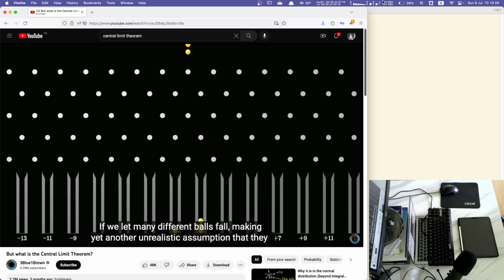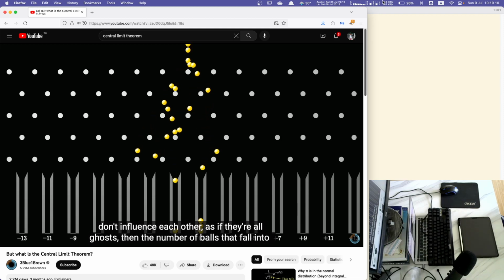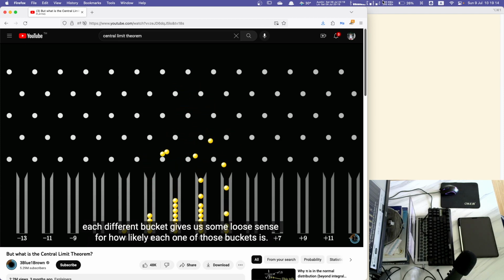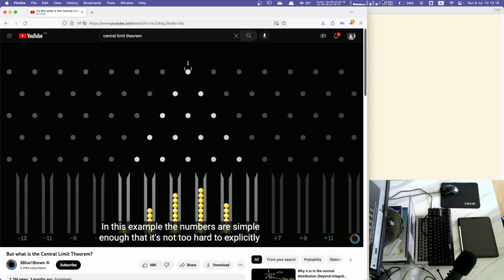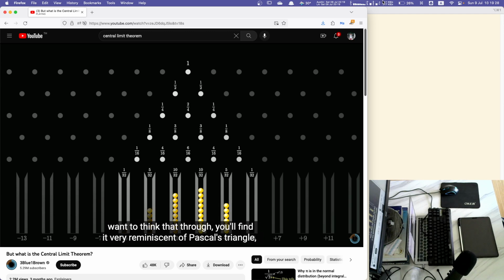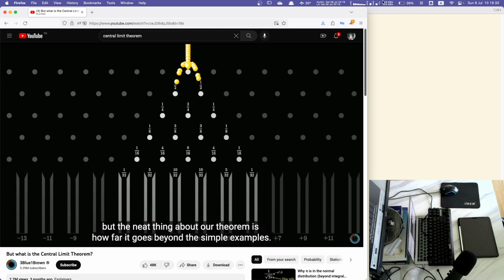If we let many different balls fall, making yet another unrealistic assumption that they don't influence each other, as if they're all ghosts, then the number of balls that fall into each different bucket gives us some loose sense for how likely each one of those buckets is. In this example, the numbers are simple enough that it's not too hard to explicitly calculate what the probability is for falling into each bucket. If you do want to think that through, you'll find it very reminiscent of Pascal's triangle. But the neat thing about our theorem is how far it goes beyond the simple example.